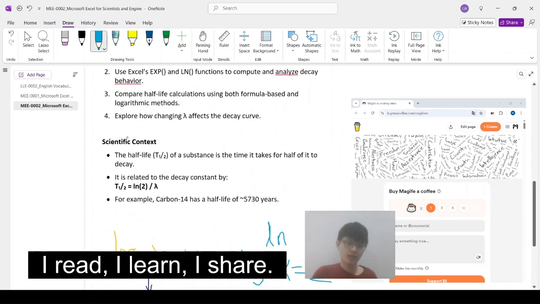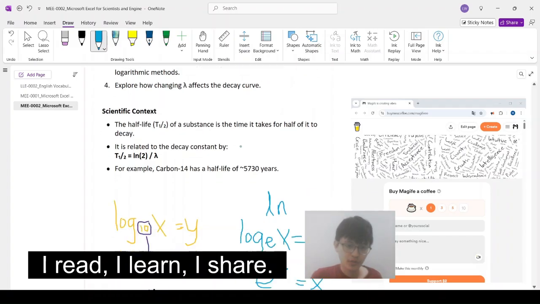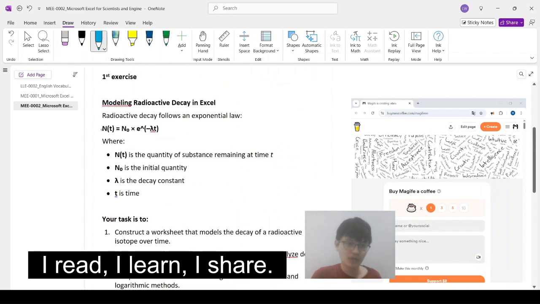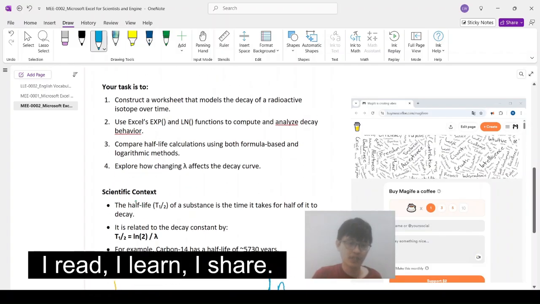So now we go through to the scientific context, which is the half-life of a substance. What is the half-life of a substance? It is the time it takes for half of it to decay. When you use some math logic to calculate, it becomes ln 2 divided by lambda. Lambda is the constant value. We can use this equation to derive that equation.